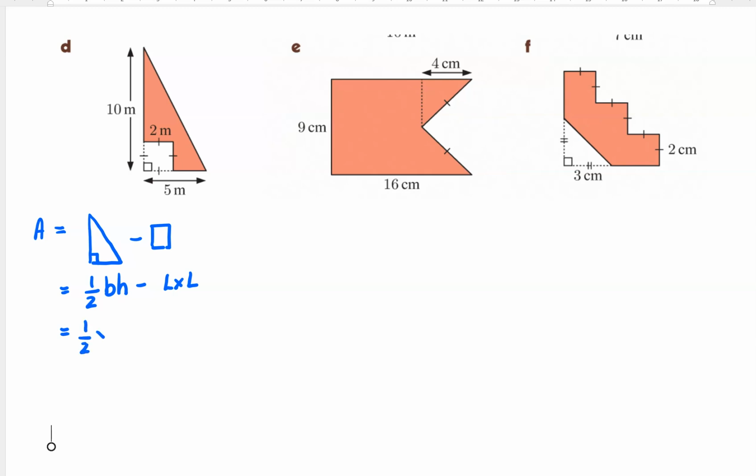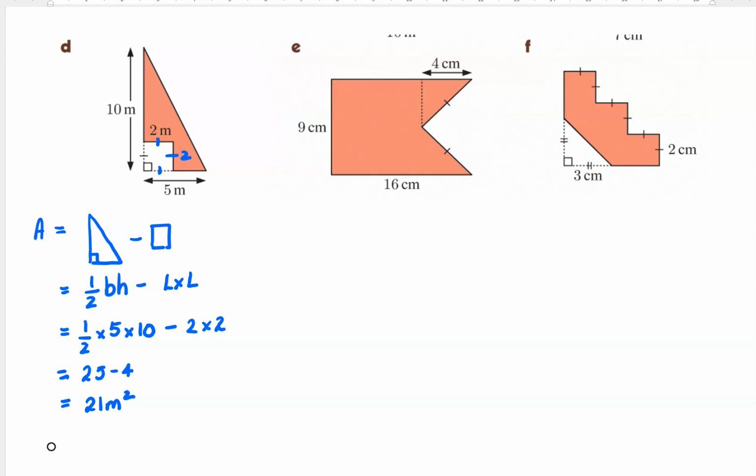We've got a half times, what is the base of our triangle? It's right there. And we've got our vertical height, which is there, minus the length. So dash, dash, dash, that means if that's 2, that's 2, so minus 2 times 2. And again, we pop that in, so we'll get 25 minus 4, 21 meters squared.